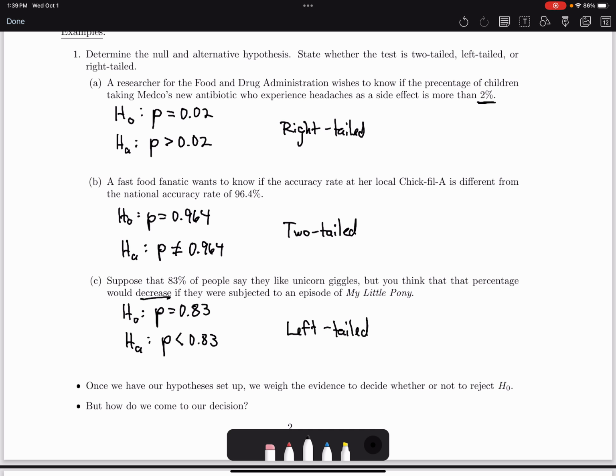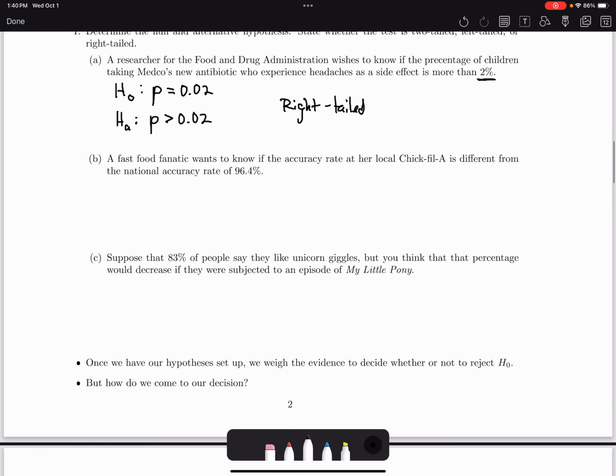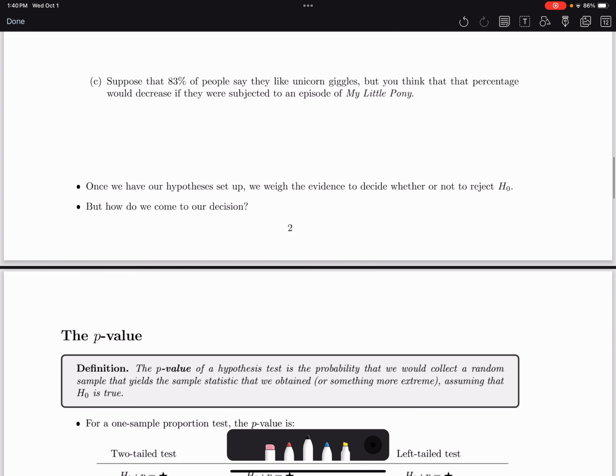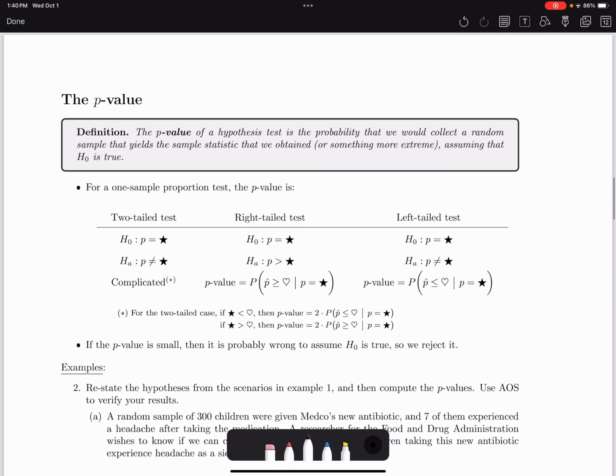And we're going to pit the null and alternative hypothesis against each other, and we're going to try to see which one of those hypotheses best explains the data, right? That's essentially what we're doing with hypothesis testing. So then the next question is, okay, so then how do we weigh the evidence, right, to decide whether or not we should stick with the null hypothesis? And to answer that question, we will usually compute something called the p-value.